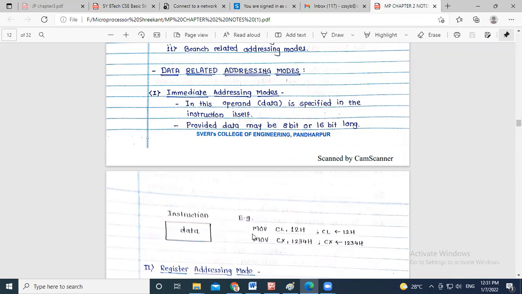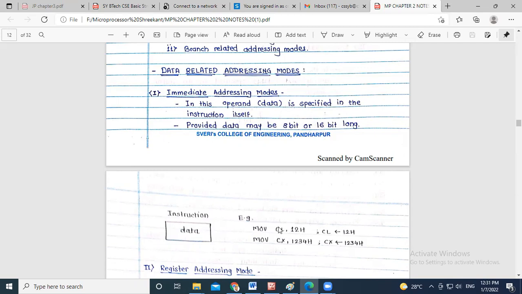For example, you are using MOV CL, 12H. This is one example of an instruction. The MOV opcode is here, CL is the first operand, and 12H is the second operand. It means that the hexadecimal data of value 12, you are going to assign to the CL register.